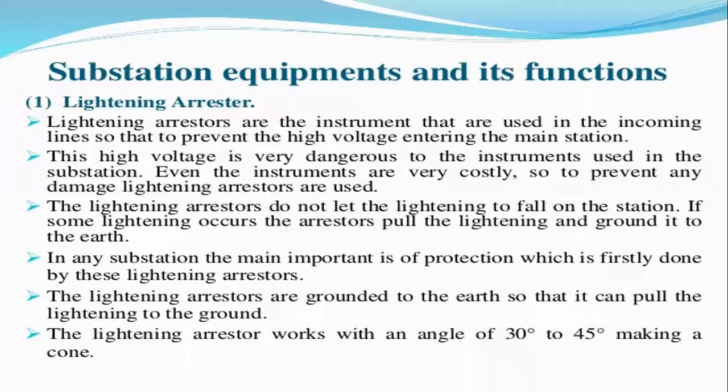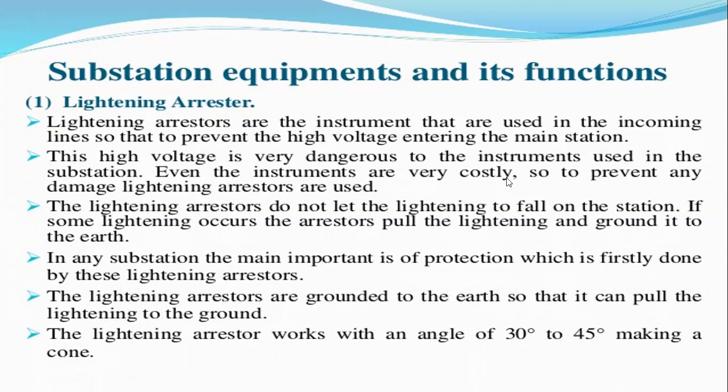Okay, the lightning arresters are the instruments that are used in the incoming lines, so as to prevent the high voltage entering the main stations. We are preventing the high voltages that would enter due to the lightning strokes. This high voltage is very dangerous to the instruments used in the substations.